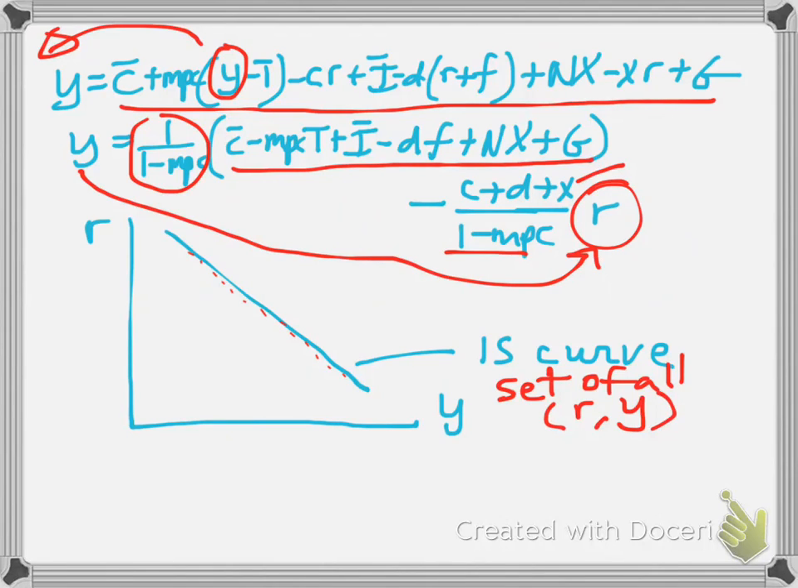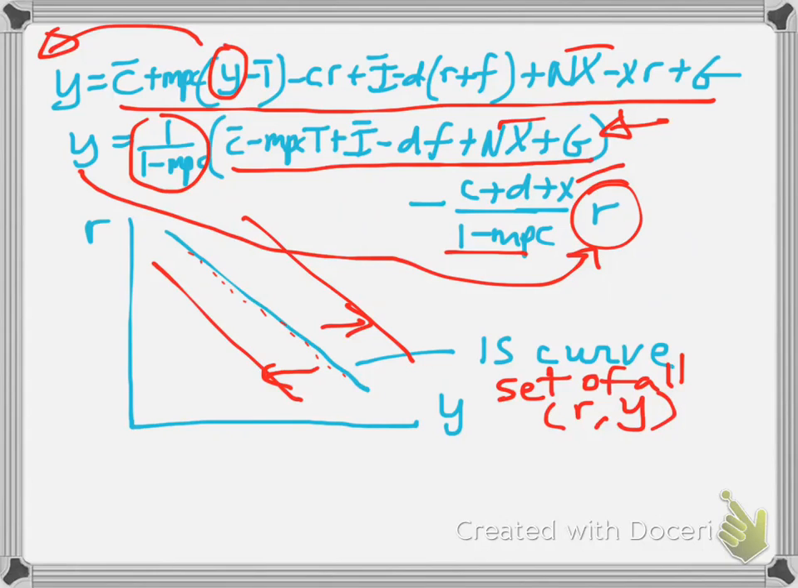So this line, the IS curve, shifts out to the right if any of these exogenous components of spending increase. Higher government spending shifts out the IS curve, and so does a higher exogenous component of net exports. An increase in financial frictions, higher F, shifts the IS curve towards the left. So pretty straightforward.